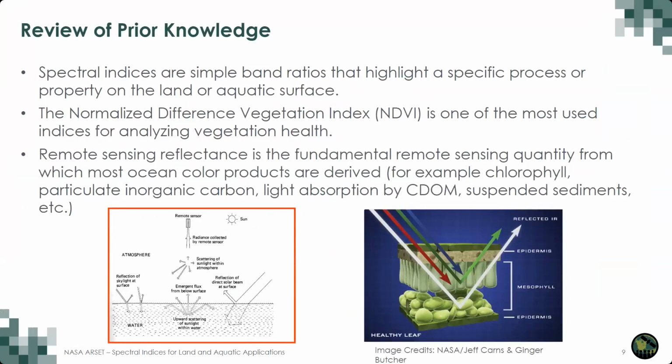Before we jump in, let's start by reviewing a bit of knowledge from the previous two sessions. Spectral indices are simple band ratios that highlight a specific process or property on the land or aquatic surface. The Normalized Difference Vegetation Index, also known as NDVI, is one of the most used indices for analyzing vegetation health. And remote sensing reflectance is the fundamental remote sensing quantity from which most ocean color products are derived. For example, chlorophyll, particulate and organic carbon, light absorption by CDOM, suspended sediments, and more.